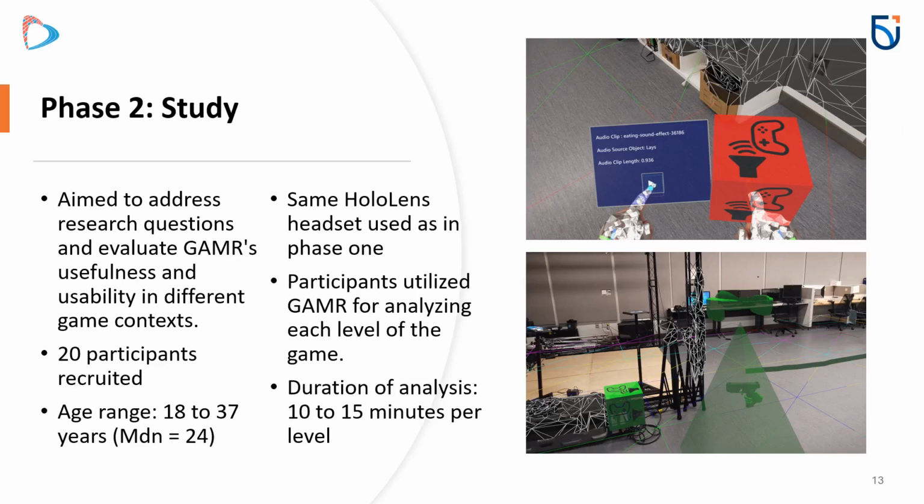The second phase of the study aimed to address the key research question and evaluate Gamer's usefulness and usability across a different game context. We recruited 20 participants aged 18 to 37 years with a median age of 24. Using the same HoloLens headset from the first phase, participants analyzed each game level with Gamer, and each level was analyzed for 10 to 15 minutes, providing valuable insights into Gamer's performance and utility.